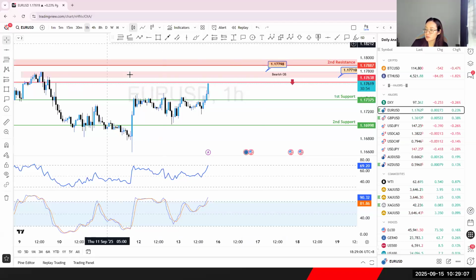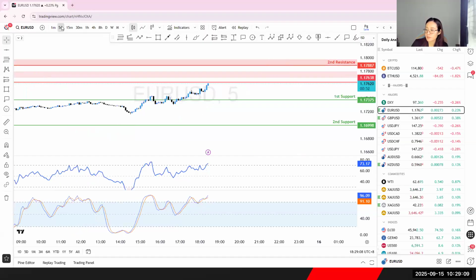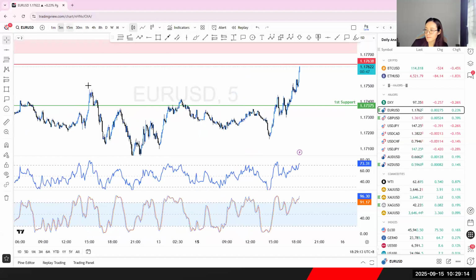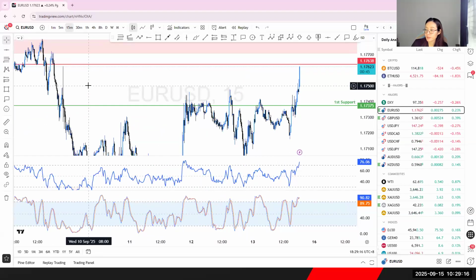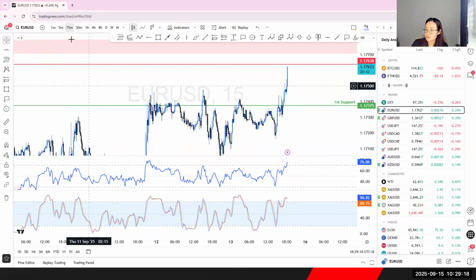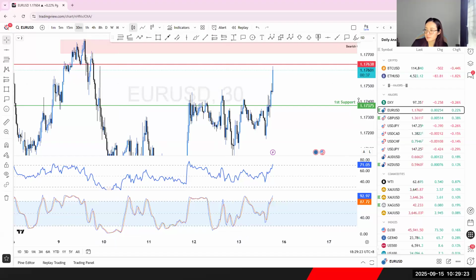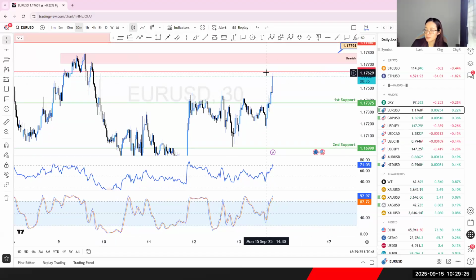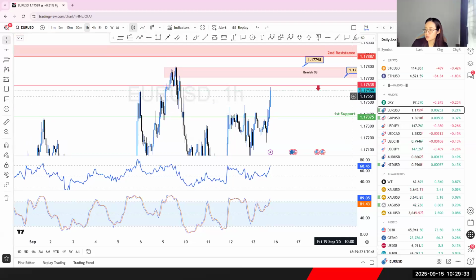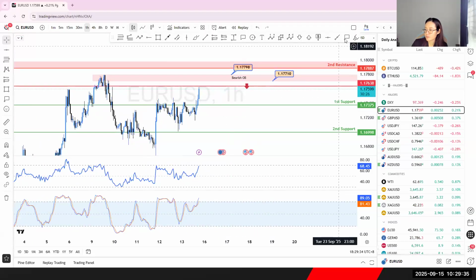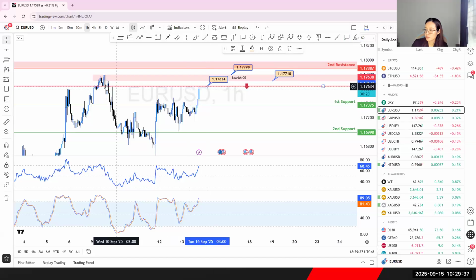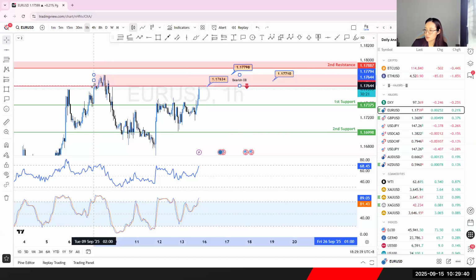Okay, this is the zone. Okay. A bit more. Might see like a pullback already. Okay, you may consider to sell here anyway. Yeah. I will just give you the zone from here to here. Okay.